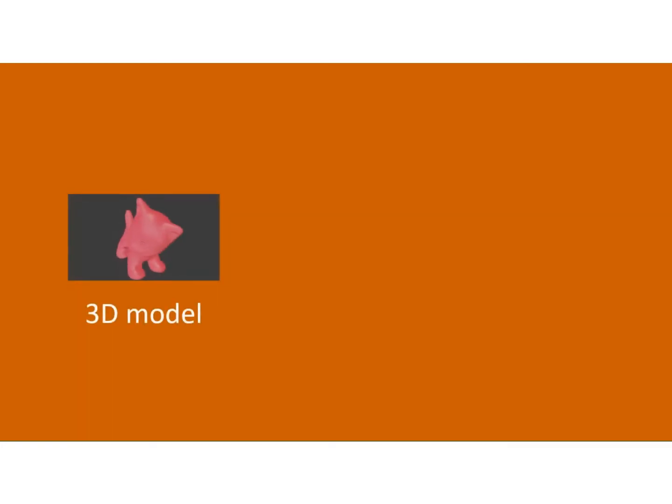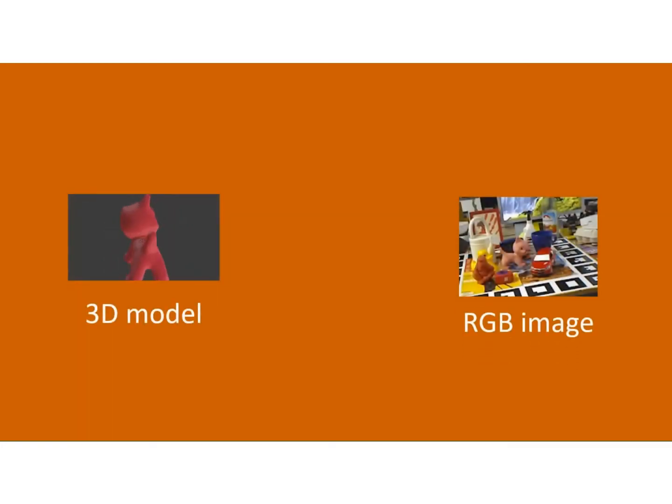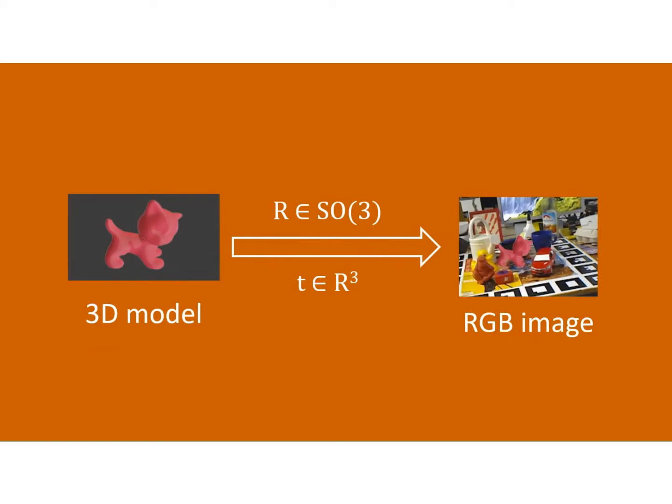We introduce HybridPose, a novel 6D pose estimation method using hybrid representations. Given a 3D model and an RGB image, we would like to find a rotation matrix R and a translation vector T that transform the model from its object coordinate system to the world coordinate system.